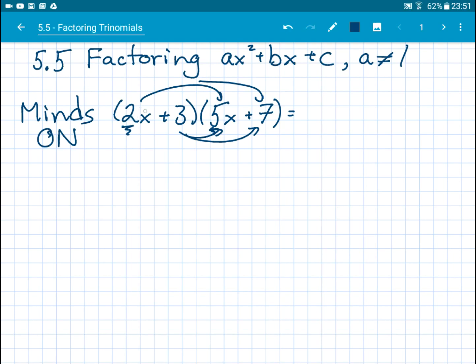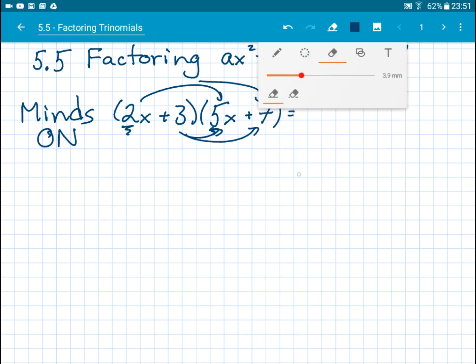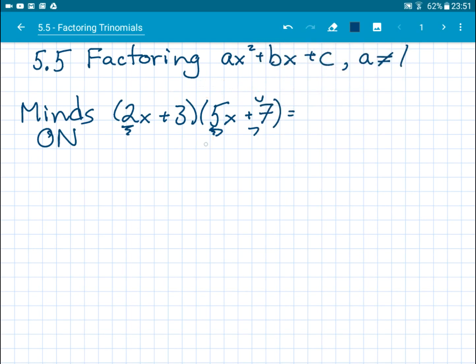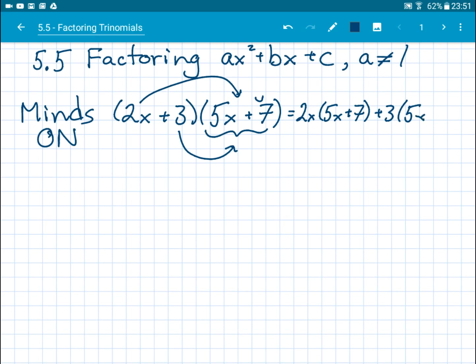We're going to do this a little bit different. Instead of doing what we have laid out here, where we have 2x times 5x and 2x times 7, I'm going to do this in a slightly different way. So I get rid of my arrows here. Instead, we're going to think of this as all one piece. We're going to multiply the 2x by that piece and the 3 by that piece. So we end up with 2x times 5x plus 7 plus 3 times 5x plus 7.